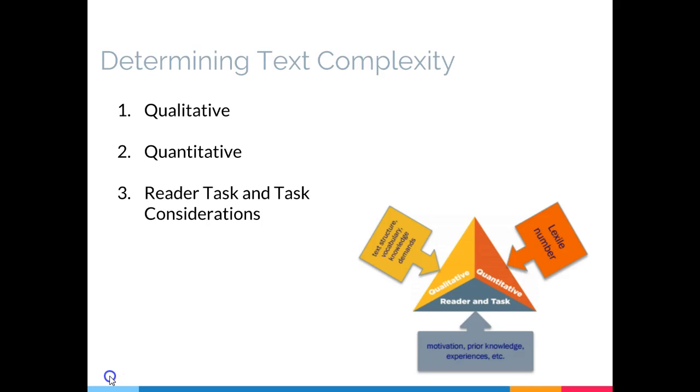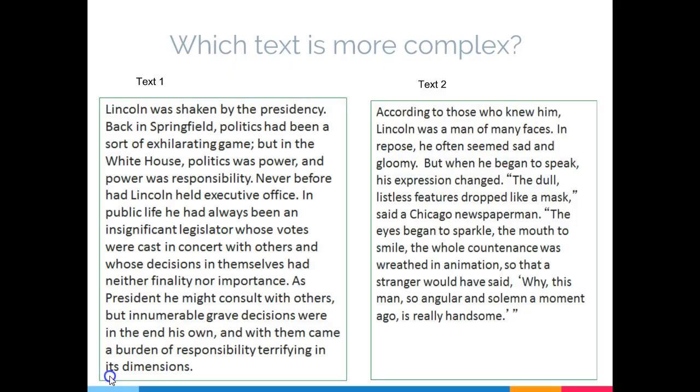And the third consideration is reader and task consideration. So how much prior knowledge do my students have about this topic? How interested are they? What will be difficult for students in reading this passage? Again, we don't want to level down. We want to increase the rigor of text complexity so that our students are ready for college and career. So let's just dive right in.